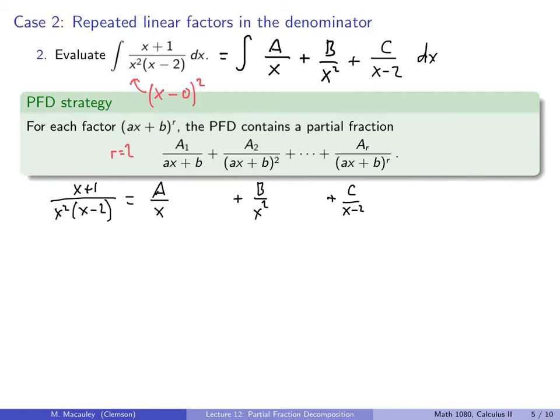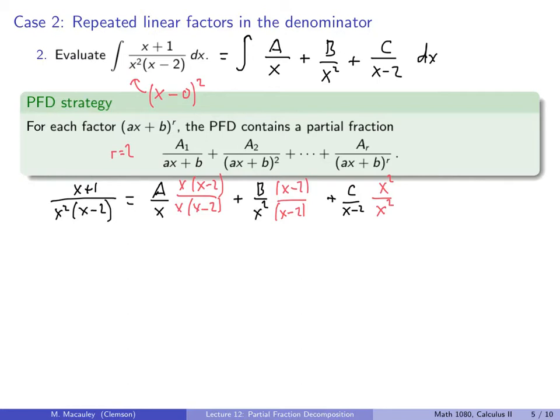Okay, so to do this, I need to make the denominators the same, so I have to multiply the bottom here by x times x minus 2. I got to multiply the top as well, x times x minus 2. Now this bottom is missing an x minus 2, so multiply top and bottom by x minus 2. And then this last one is missing an x squared, so multiply by x squared. As before, we have to figure out what a, b, and c are.